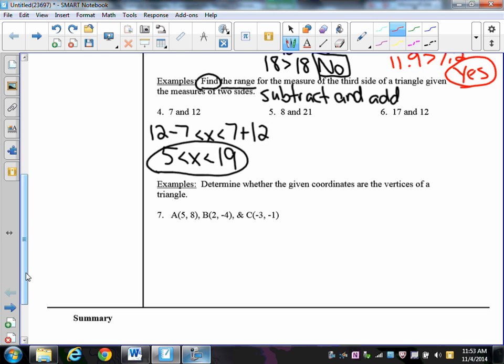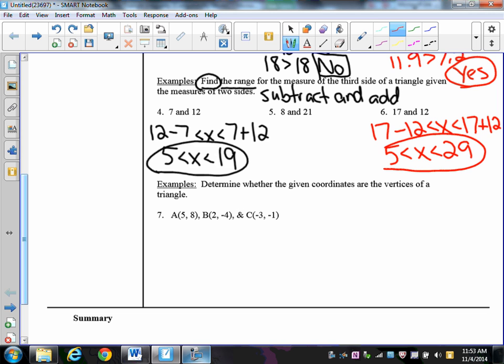We'll do number 6 also, 17 and 12. So again, we subtract 17 minus 12 is less than x, and then we add. So our values have to be between 5 and 29. I want you to try number 5.